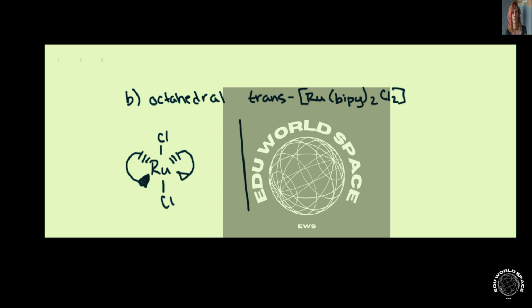And if we draw the mirror image of that, we again have the Ru down, out at us. Again, we have the bipyridines, the chlorines out, and these two are identical, and so this molecule is not chiral.